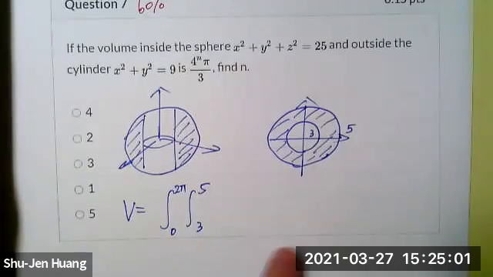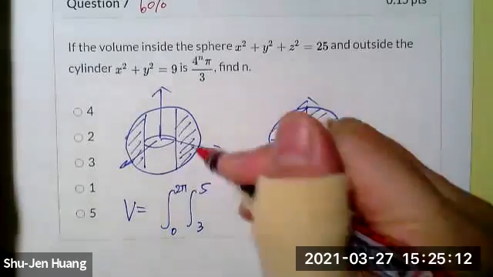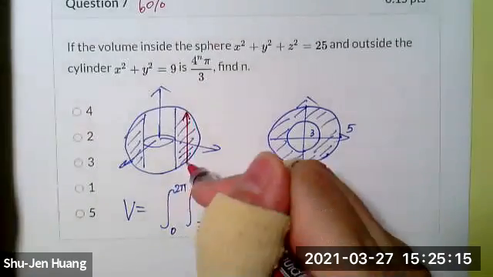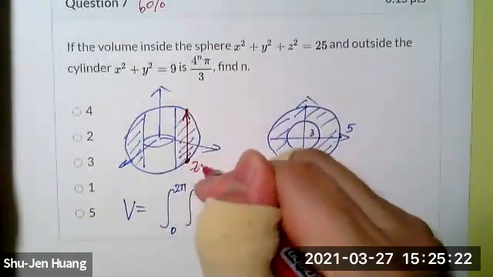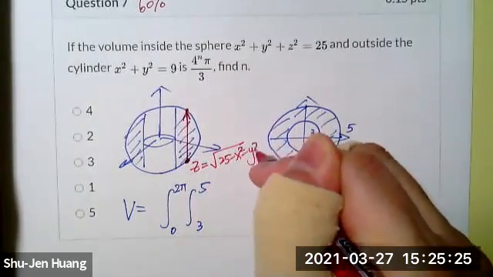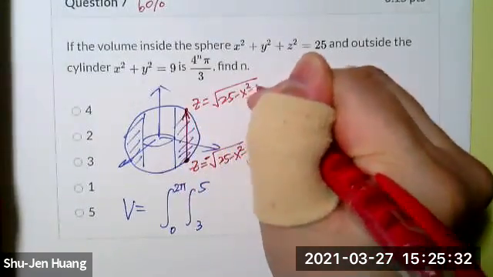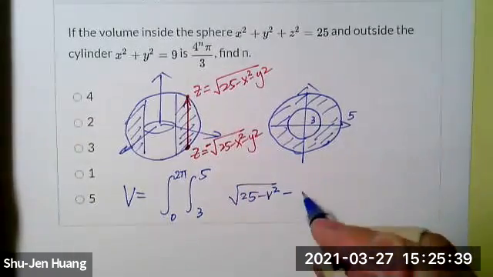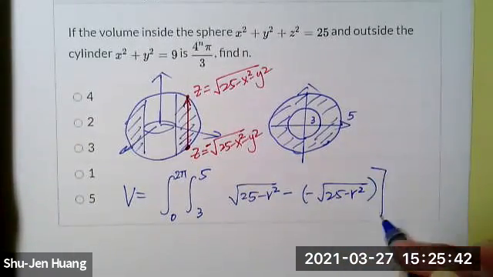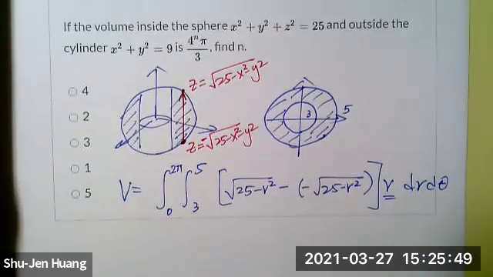If we use a double integral, then the integrand should be the upper surface minus the lower surface, right? You can see z is changing from the bottom hemisphere to the top hemisphere. So this is z equal to square root of 25 minus x squared minus y squared, but with the minus sign in the front. That's the bottom hemisphere, and this is the top. So we'll have square root of 25 minus r squared minus the lower surface. And when we use polar coordinates, we have r d theta. Do not forget the Jacobian here.